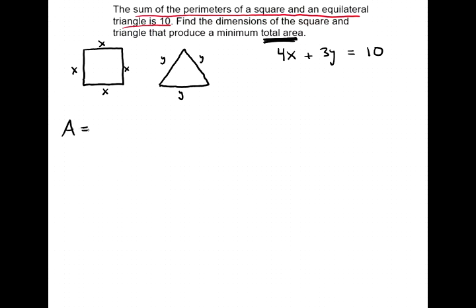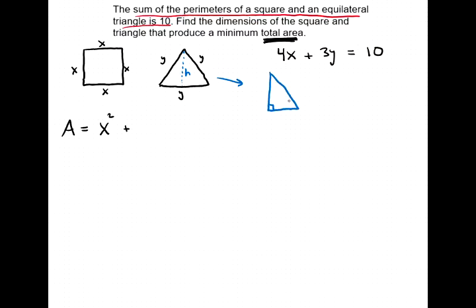So the total area is the area of the square plus the area of the triangle. The area of the square is x squared, we know that, plus the area of the triangle, which is 1/2 times the base times the height. Which means, what is the height of this triangle? Well, let's cut that triangle in half and look at half of the triangle.